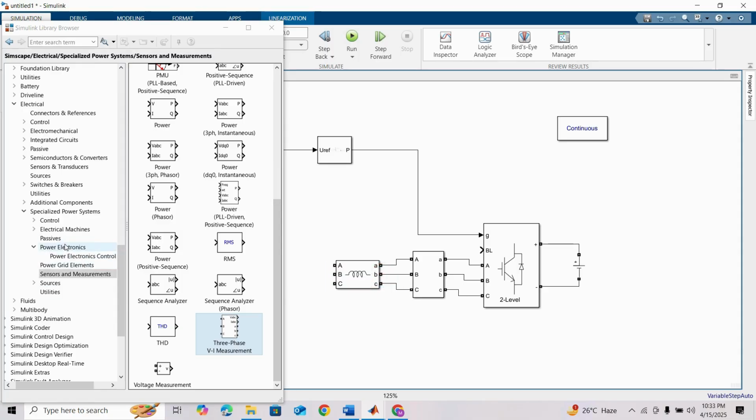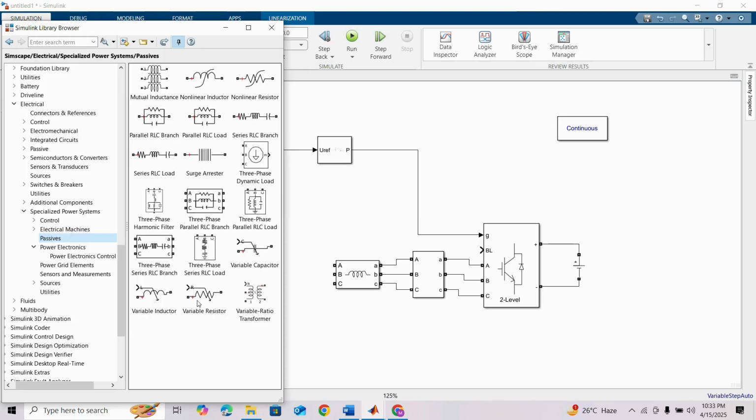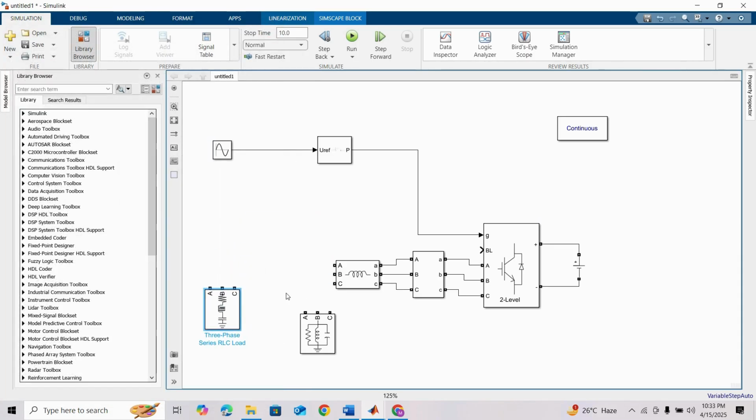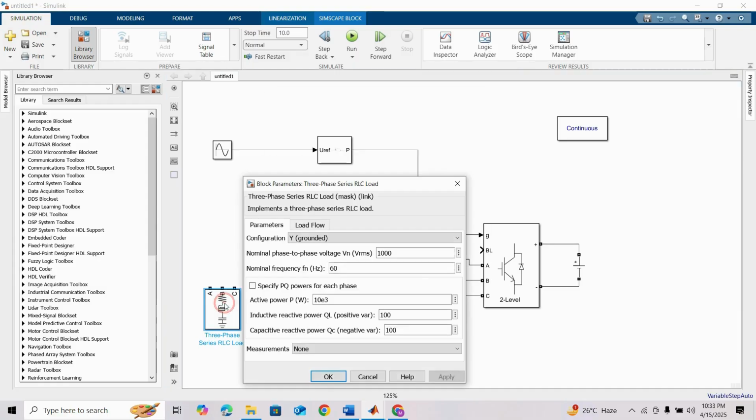and again I need a load. A capacitive load, because I want an LC filter. So the three-phase parallel RLC load, and finally we need the three-phase series RLC load. I'm setting the nominal phase-to-phase voltage VN RMS, let's set it to 150, and the frequency is 50 Hz. I have already chosen that, and active power I'm taking 1 kW, and inductive reactive power and capacitive reactive power 0.